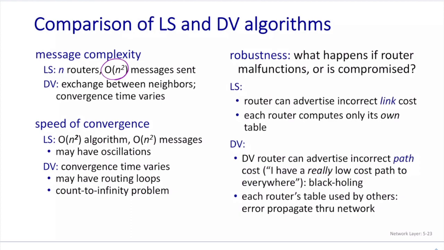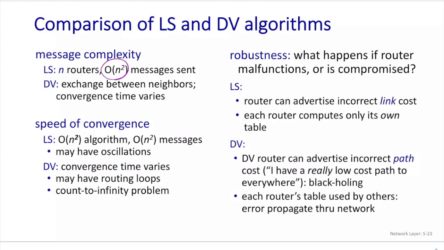But for distance vector, again, it may have routing loops. It comes to the count-to-infinity problem, so it does not have a precise complexity number. Okay, the robustness. Link state only needs to calculate its own link state after it receives all the information. But of course, some nodes may cheat, may broadcast the wrong information, so that the result will not be correct.